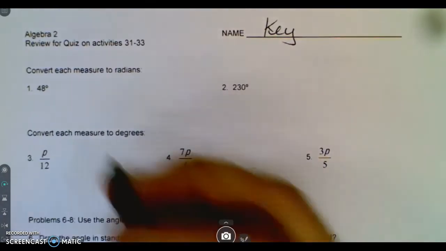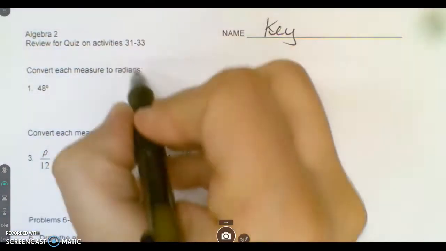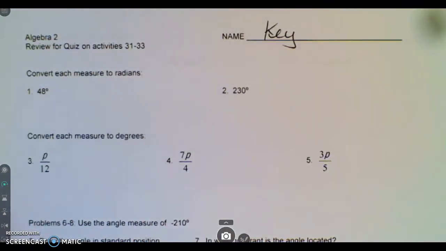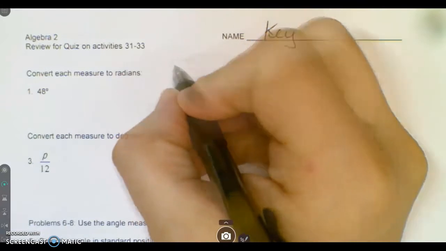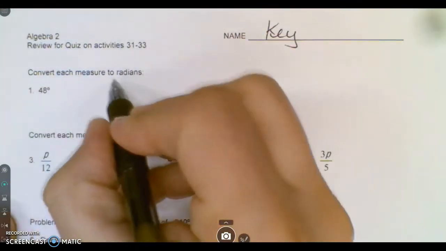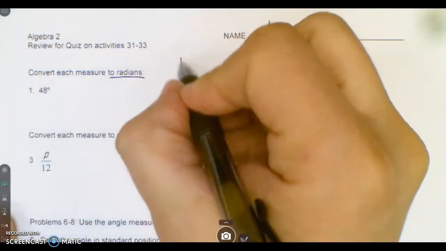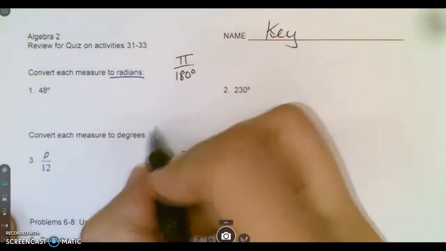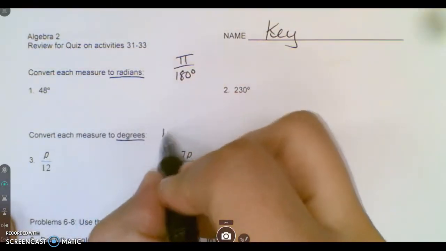So first thing, convert each measure to radians. When we do these two types of problems up here, we have to multiply by either pi over 180 or 180 over pi. If you're turning into radians, you want the pi on top. And if you want to turn into degrees, you want the degrees on top.